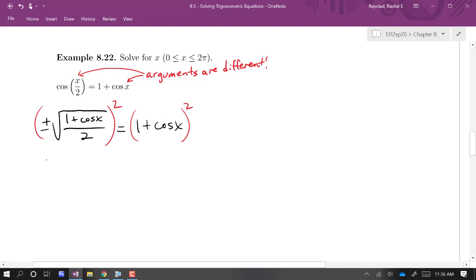And then we get 1 plus cosine x all over 2 on the left side. And on the other side, we're going to FOIL this out. We're going to do some algebra. And we get 1 plus 2 cosine x plus cosine squared x.